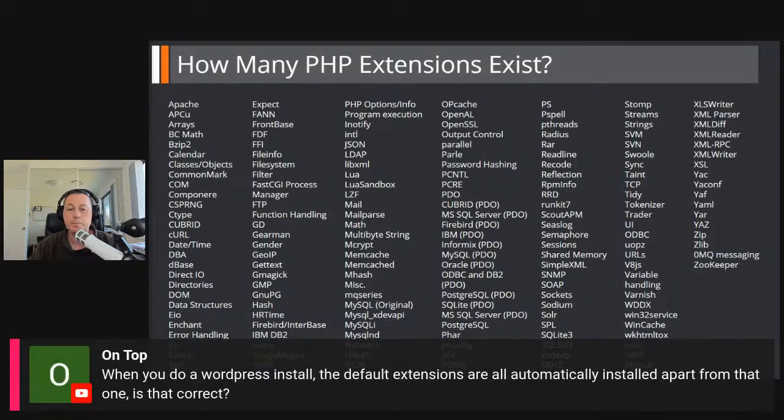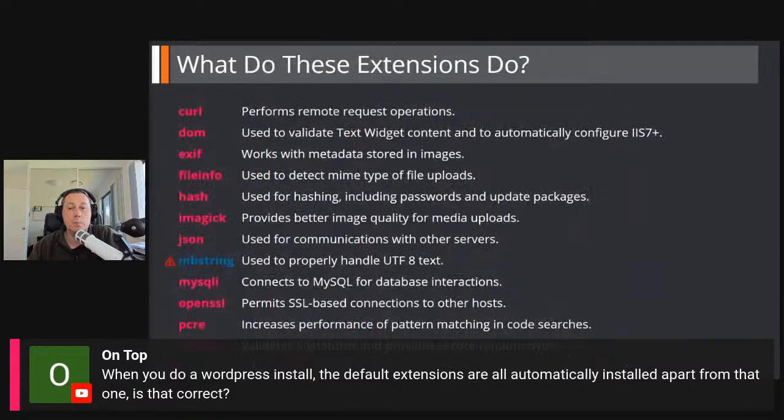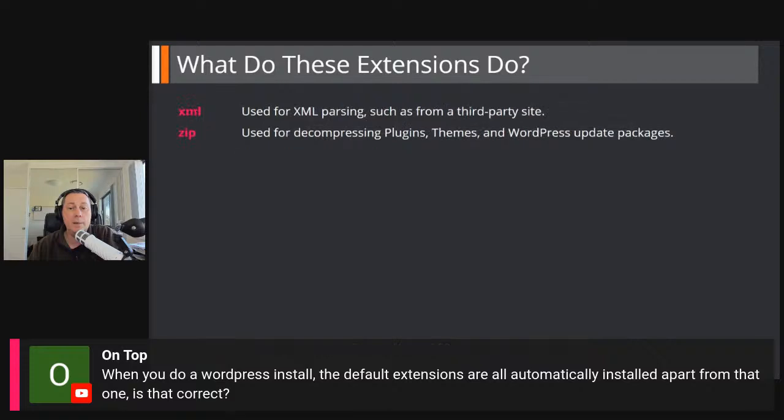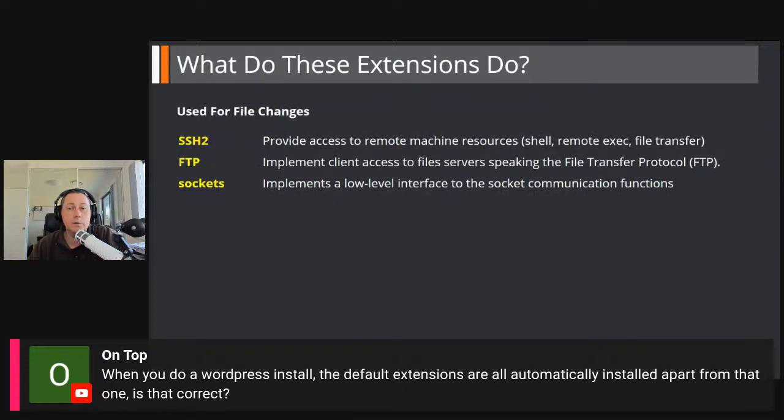Thanks for that. On top says, when you do a WordPress install, the default extensions are automatically installed apart from that one. Is that correct? More often than not, you will find that these core extensions are installed by default. Sometimes SSH2 is not installed, but again, that's not particularly a core one. But yeah, so most of them will be installed in a core PHP installation.